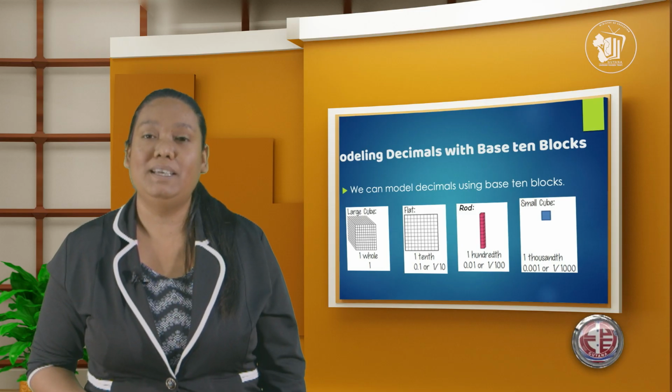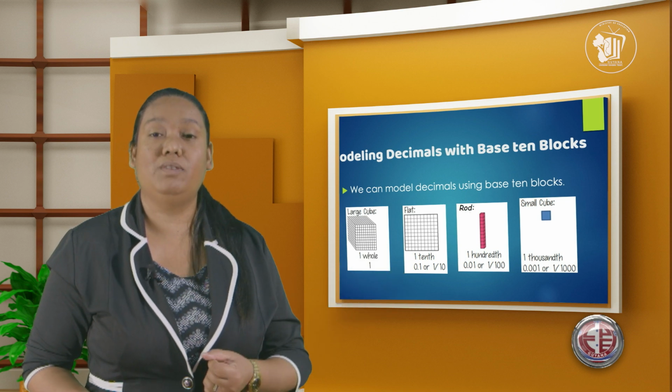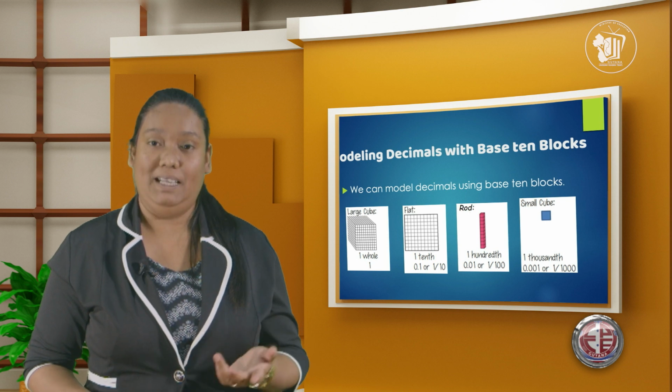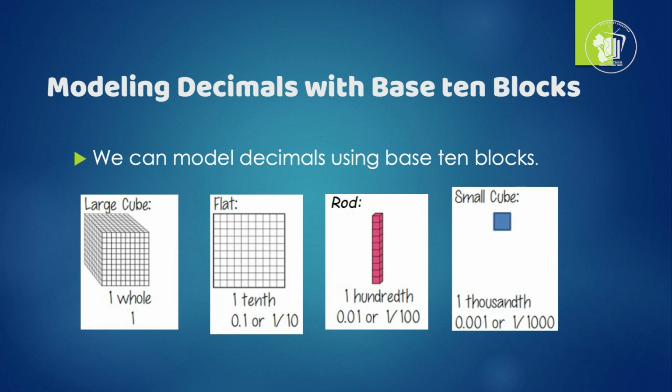Now, how many of these rods that I have up here does it take to make up one of the flat? Well, it will take 10 of them. And if it takes 10 flats to make one whole, then how many rods will it take to make a whole? Yes, it will take 100 of them. So we are going to use the rod to represent 1/100, or call it the hundredths block.